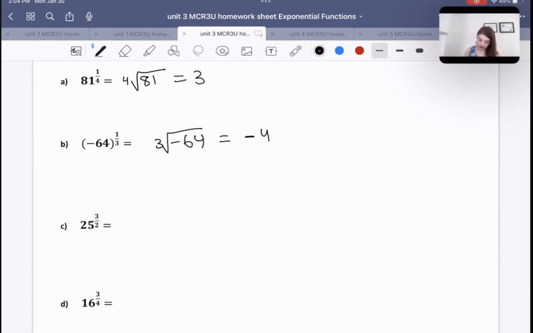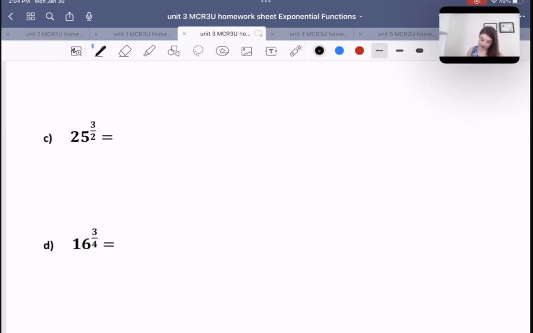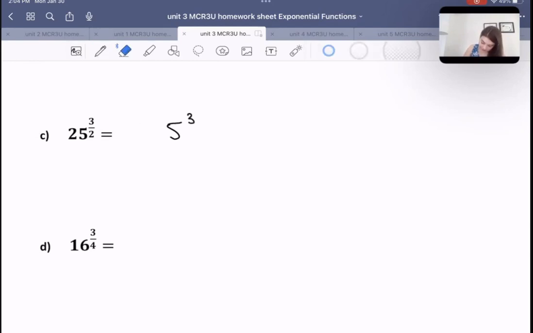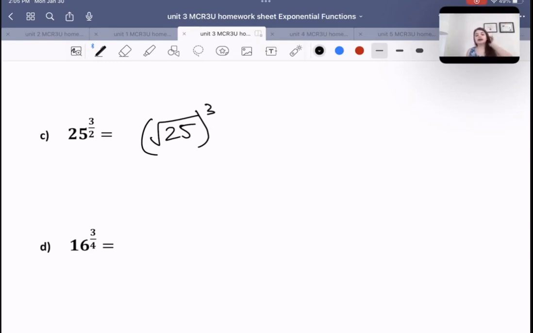Now, what about this one here? 25 to the power of 3 over 2. This is the same as the square root of 25 cubed. Right? 3 is our power, 2 is our root, and it doesn't matter which order we do things in. Now, I'm going to take the root first before the power because it'll make my life easier. What's the square root of 25? Well, that's 5, if we're just assuming the positive. And then 5 to the power of 3 is 125. And voila, there's my answer.